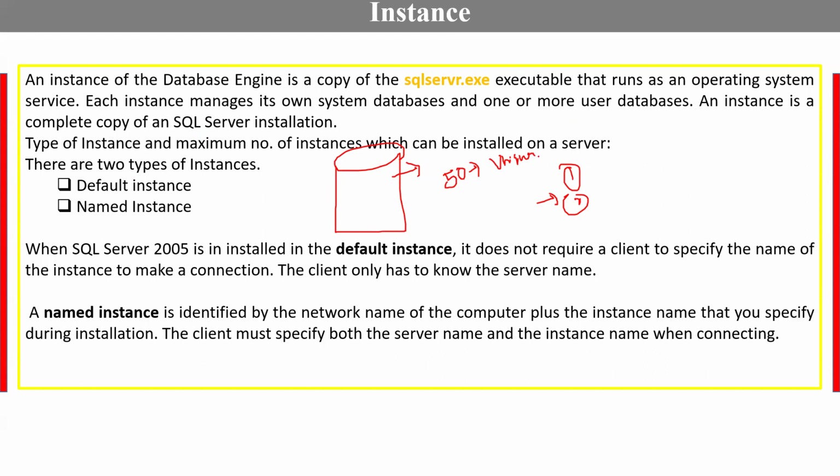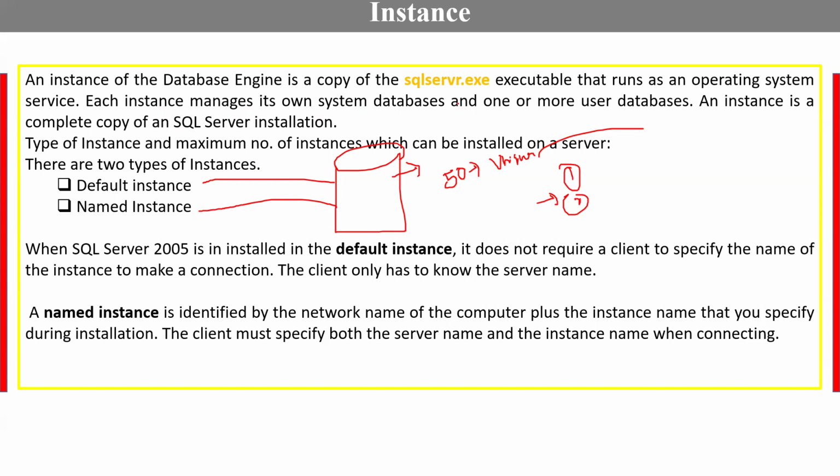So we have two types of instance: the default instance and the named instance. An instance is nothing but a collection of exe files and DLLs along with memory management. It's a copy of your database engine. Each instance manages its own system databases. Every instance is unique. It has its own databases, user databases, system databases, and its own resources. Everything will be unique.